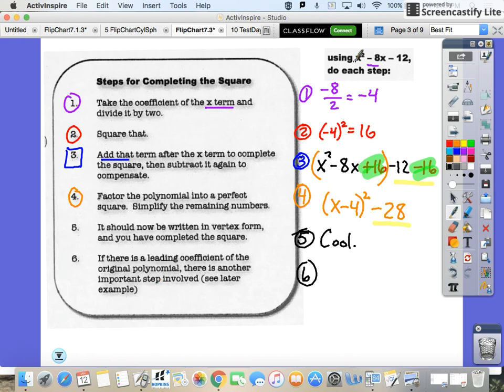And then step 6, it says if there's a leading coefficient that's different than 1. So here, if this was like a 6 or a 2 or a 3, we would need to do a different step. I'll do that on some other examples, but we're pretty much done here. I just want you guys to also find the vertex. So for this one, the vertex is h, k. All right, I'm going to pause this video and I'll start a new one for the last couple examples.